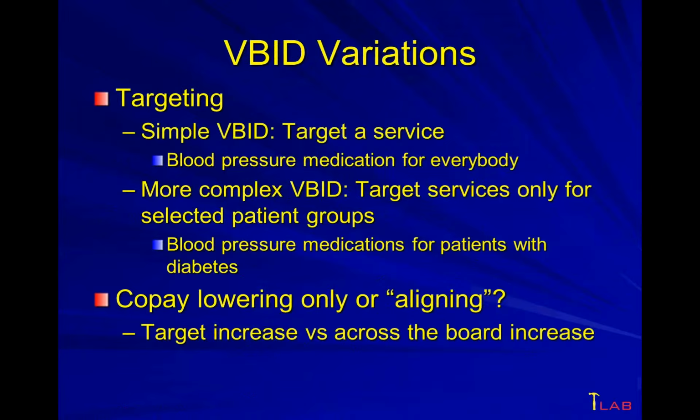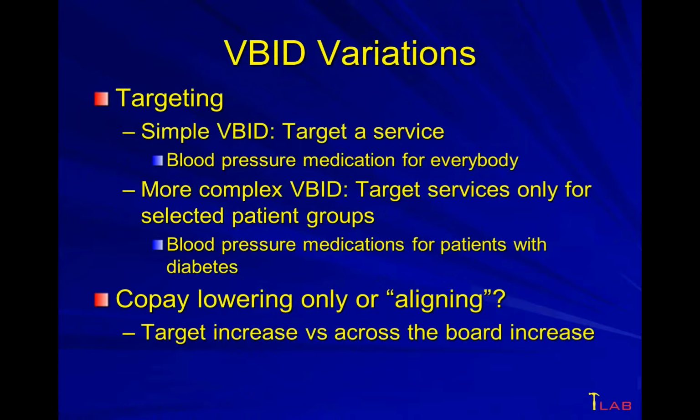So you could look at a patient group and target high-value services only for those patients, say blood pressure medications for patients with diabetes. In the United States, at Michigan, they had a program called Focus on Diabetes, which had a whole range of clinical quality measures, things that diabetic patients should use, and defined those and made sure that there was no cost sharing for those services for patients with diabetes. They aligned their disease management program with the financial incentives.